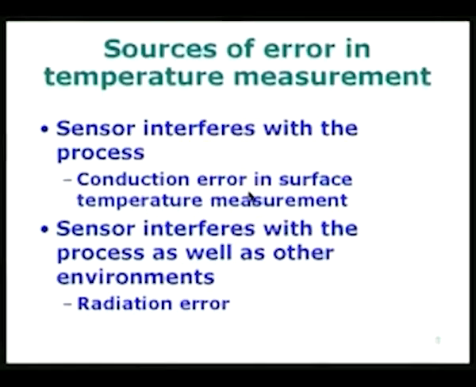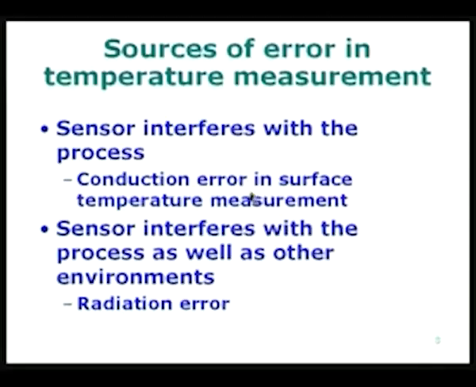In this case, for example, conduction error in surface temperature measurement, for example, conduction through the lead wires of the thermocouple attached to the back of that copper stub. That copper button had a thermocouple which was attached to the bottom, and the wires could take away some heat by conduction from the surface. So, conduction error in surface temperature measurement is one example where a sensor interferes with the process by actually taking away some heat.